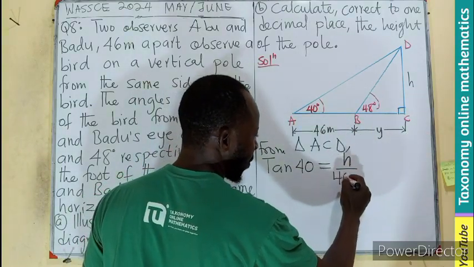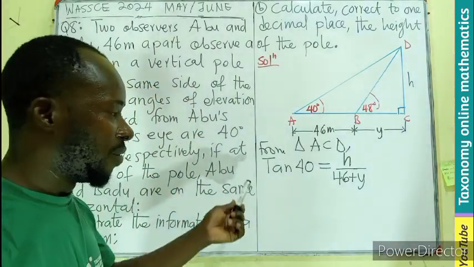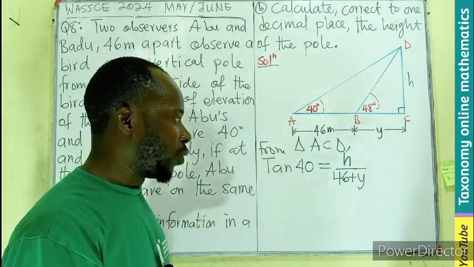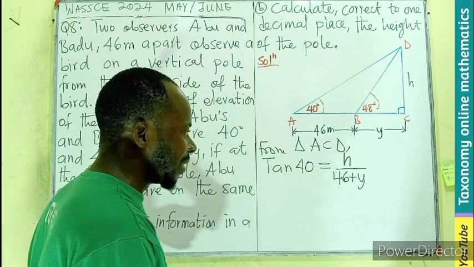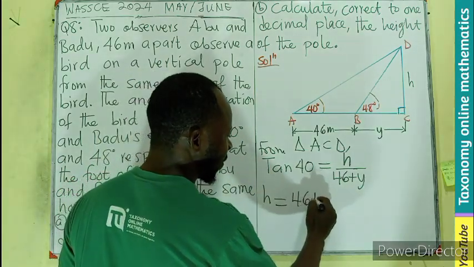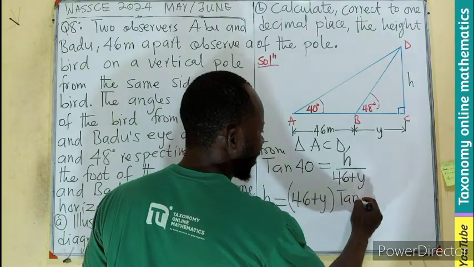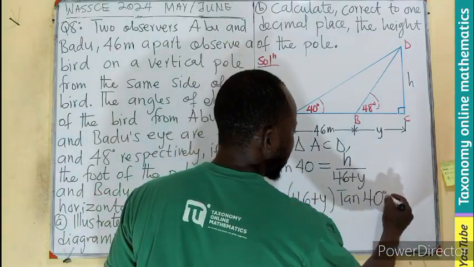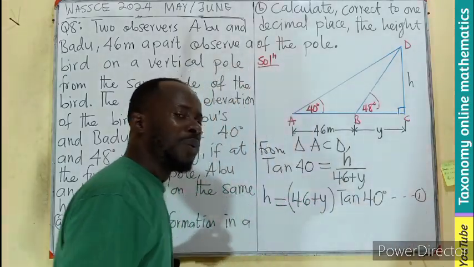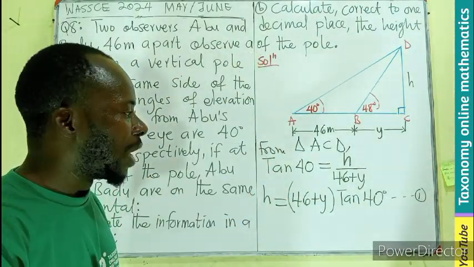So 46 plus y gives us the value of this tan ratio. But what do we need? We need the h. So let's make h the subject here. So h will be equal to 46 plus y multiplying the tan of 40 degrees. So that's the first equation we can get if we are considering the bigger right angle triangle.